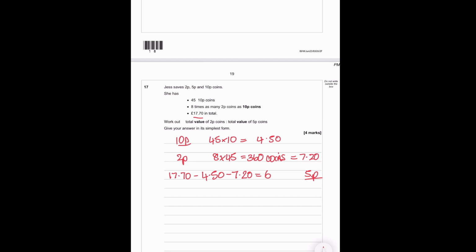So it then asks, work out the total value of the 2p's. The 2p's was £7.20 to the total value of the 5p's, which was £6. And we need to simplify that. So if we divide them both by 12, we get the ratio 6 to 5.